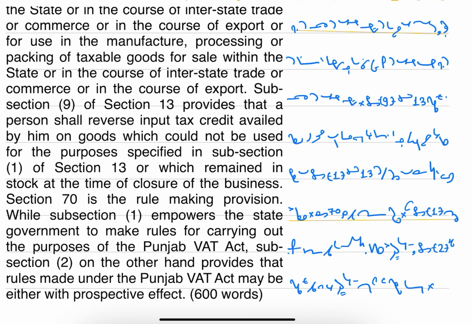Section 70 is the rule making provision. While sub-section (1) empowers the state government to make rules for carrying out the purposes of the Punjab VAT Act, sub-section (2) on the other hand provides that rules made under the Punjab VAT Act may be either with prospective effect.